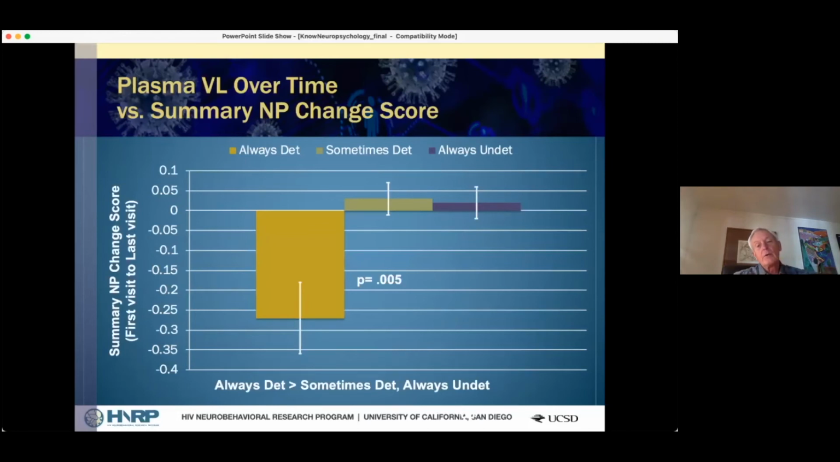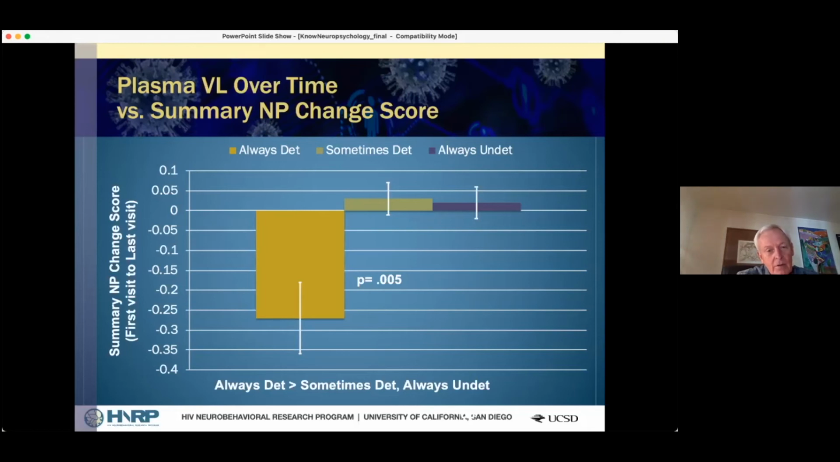And this shows that when we looked at these HIV infected people and classified them as whether throughout the longitudinal record they always had detectable virus in plasma versus sometimes versus never, you see the ones that consistently had replicating virus in plasma had a summary regression change score that was much worse. So 0 up there is completely no change.